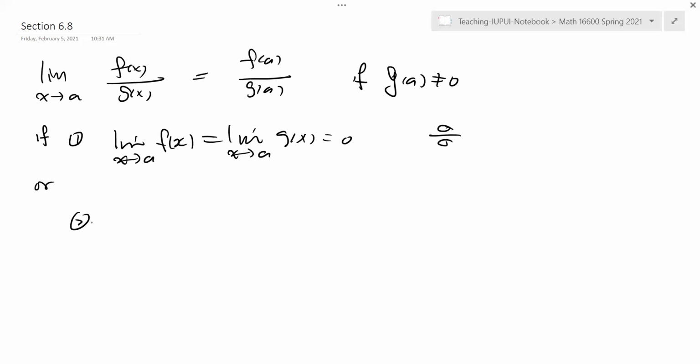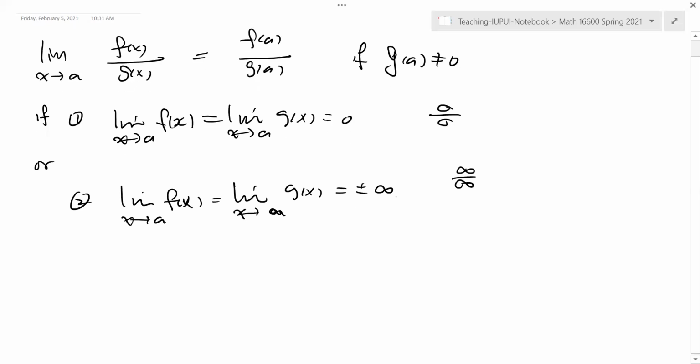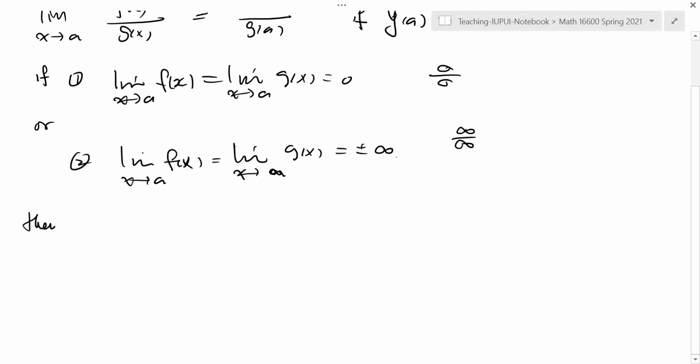Or if both of the limits are positive infinity or negative infinity, okay? It's going to be plus or minus infinity, it's called the infinity over infinity type. Then, okay, we can find the limit using their derivatives.